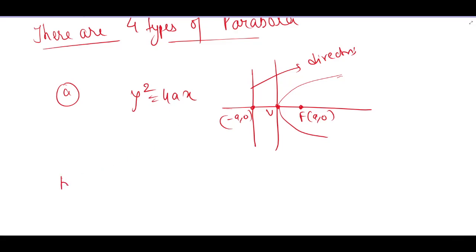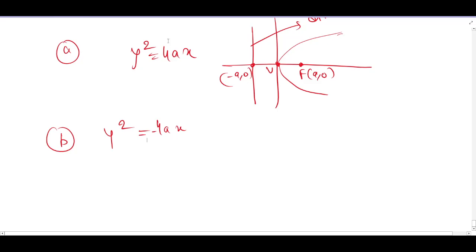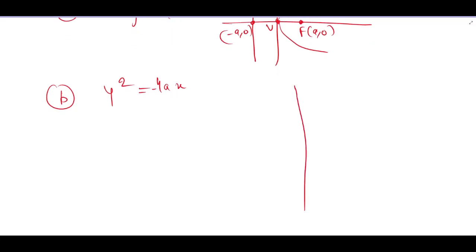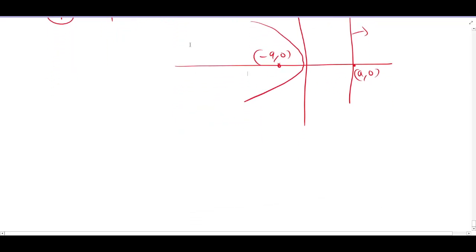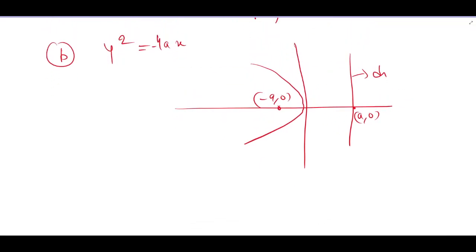Second is y square is equal to minus 4ax. So this will open leftwards. Directrix will be at a comma 0 and focus will be at minus a comma 0. This is directrix. This is vertex.